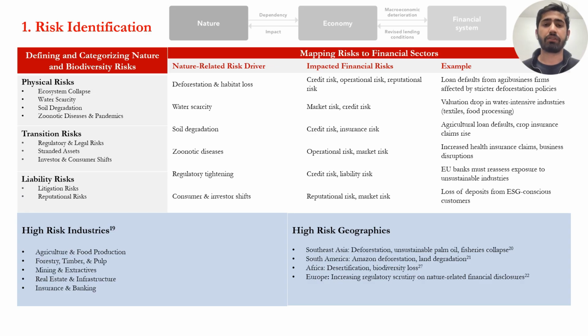Deforestation, for example, increases credit and operational risks, leading to loan defaults. Water scarcity raises market and credit risks, hitting industries like textiles and food processing. Soil degradation drives up insurance risks, while regulatory changes and lawsuits create liability and reputational risks. Sectors like agriculture, mining, real estate, and banking are most exposed. Geographically, Southeast Asia faces deforestation, South America struggles with land degradation, and Africa deals with water shortages. Europe, meanwhile, is tightening financial regulations. These risks demand proactive financial strategies to reduce exposure and improve resilience.